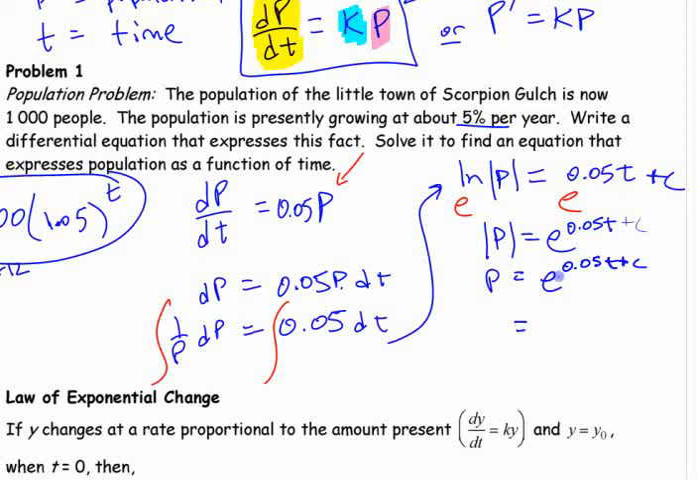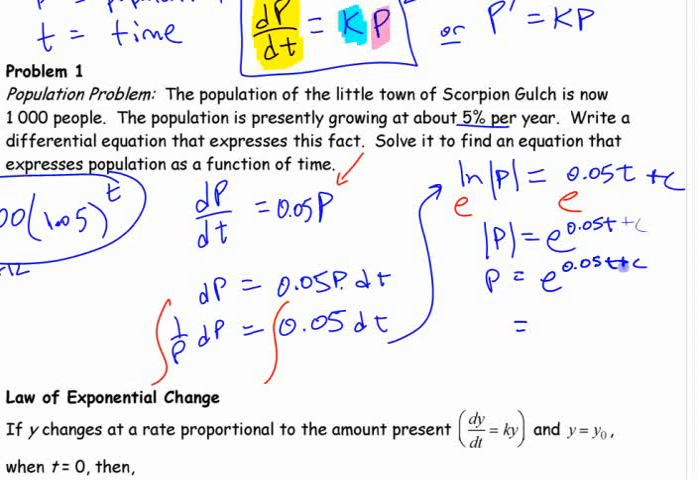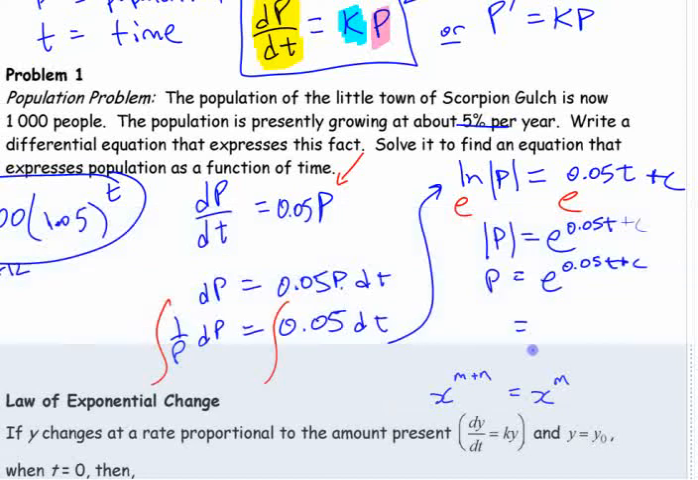You could leave it like that, except that I do want you to see how it matches up with what you learned last year. There are two parts to the exponent. If you remember your exponent rules from grade 9 or whenever, x to the m plus n, two things added in the exponent, you can write it as x to the m times x to the n.